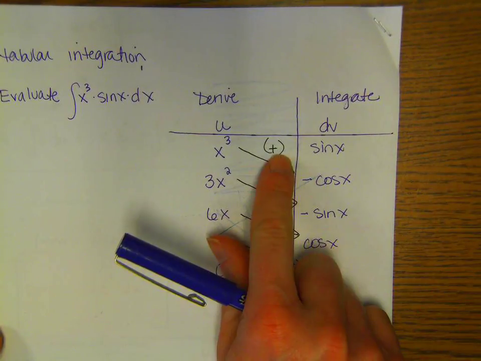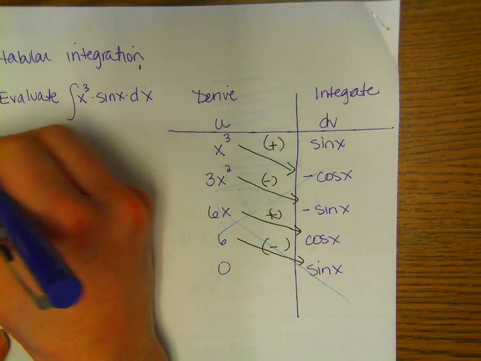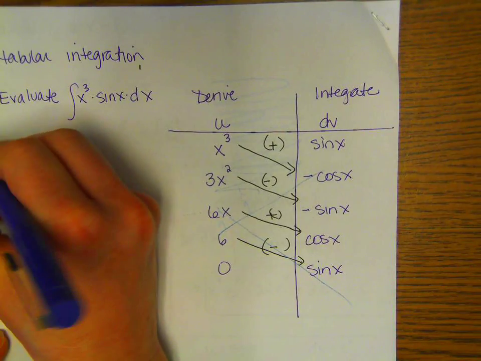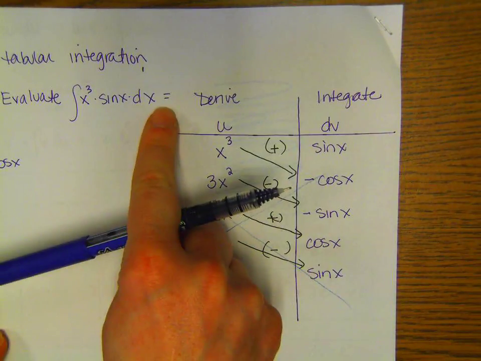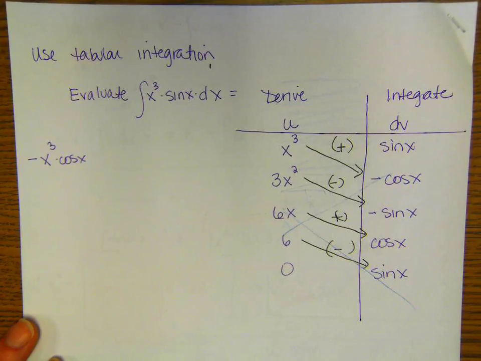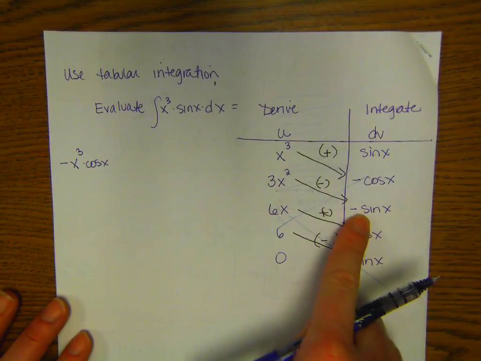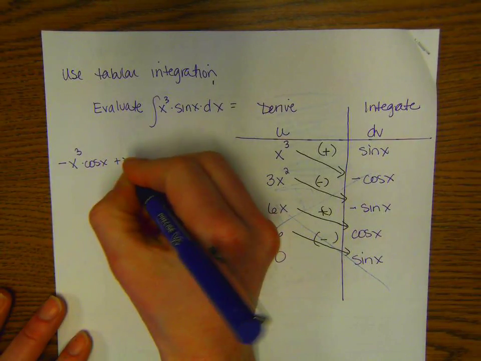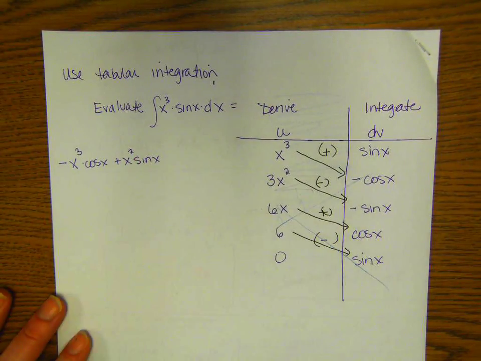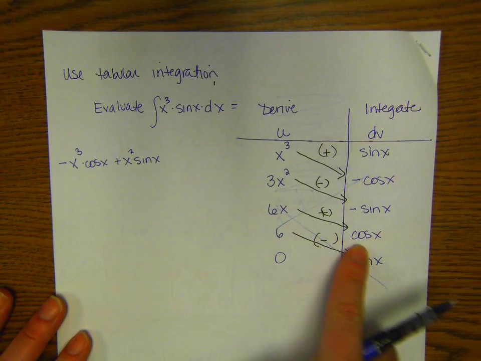So this is positive, but then it's x cubed times negative cosine x, so it's still negative x cubed times cosine of x. This is, by the way, what this is equaling. Then my next term is negative, but times a negative, so it's going to be plus x squared sine of x. Are you following me so far? What's the next term going to be? Well, wait, is it going to be 3x squared?